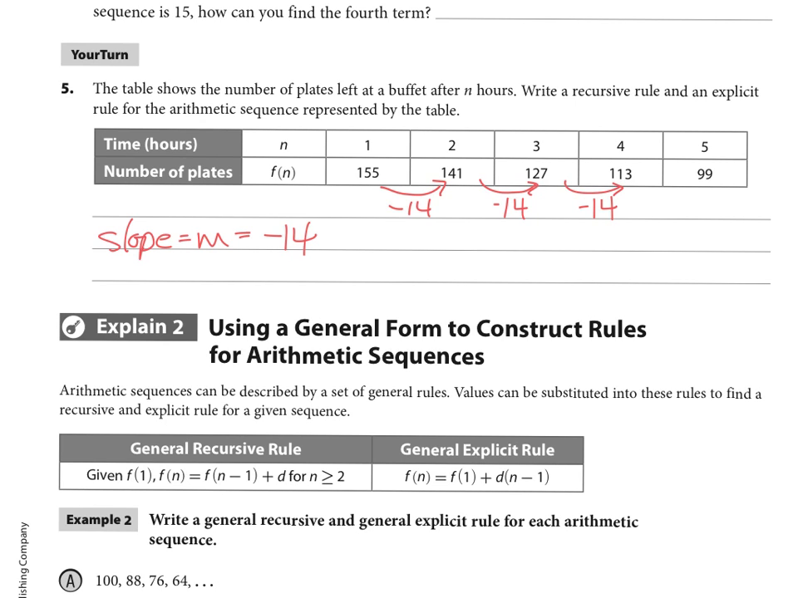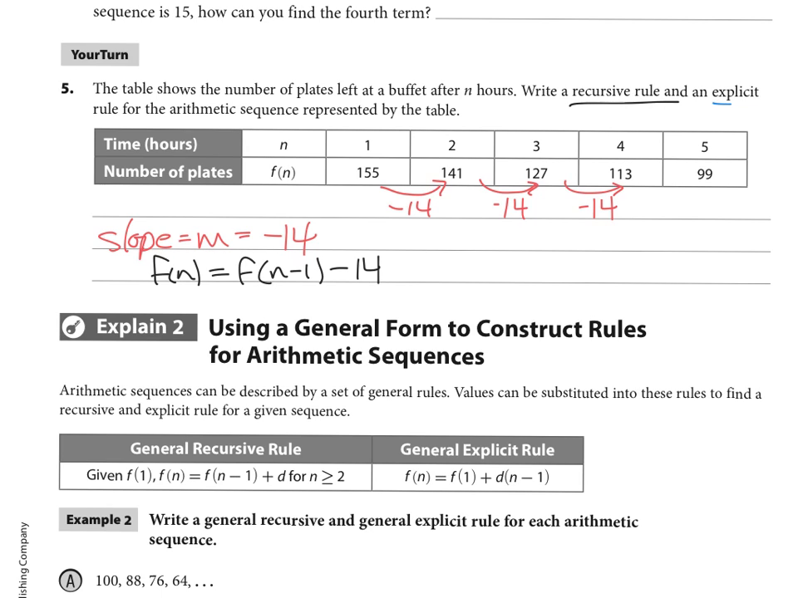So I need that for 2 reasons. One, to write a recursive, and that's what it asked me to do first, write a recursive rule. So the recursive rule is f of n equals f of n minus 1, and then I have to tell what's happening. What is happening? It's going down by 14. So we do minus 14. That's the recursive rule.